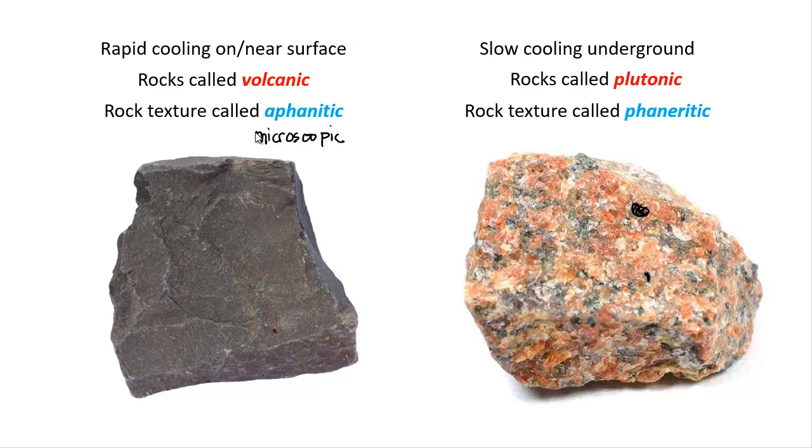So this is a texture we call macroscopic. Macroscopic meaning that all the crystals can be seen with the naked eye. Geologists call these kinds of rocks plutonic, after Pluto, the god of the underworld. So you can think of these rocks as forming where Pluto lives. And the texture of these rocks is known as phaneritic. Phaneritic texture means all of the crystals are macroscopic. Aphanitic texture means that all of the crystals are microscopic.